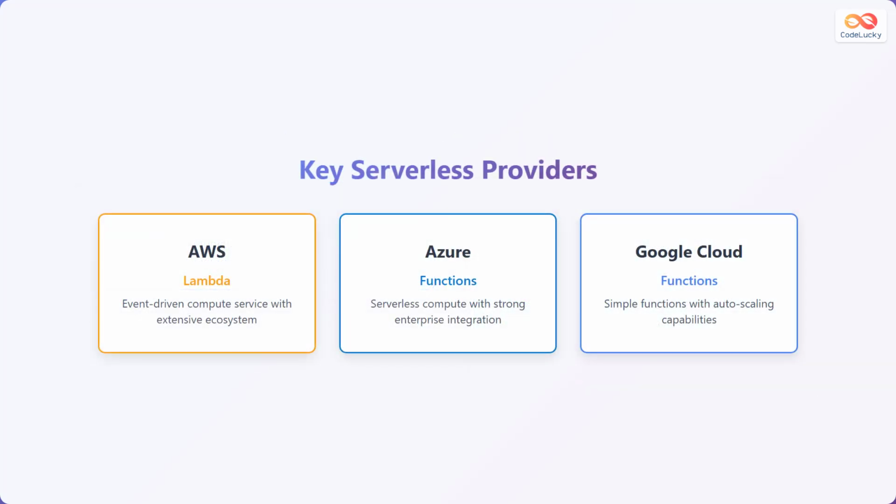Now, let's explore some of the key serverless providers in the cloud computing landscape. First, we have Amazon Web Services, or AWS, offering Lambda, an event-driven compute service with an extensive ecosystem. Then there is Azure, providing Azure Functions, a serverless compute service with strong enterprise integration. And lastly, Google Cloud, offering Google Cloud Functions, a simple function service with auto-scaling capabilities.